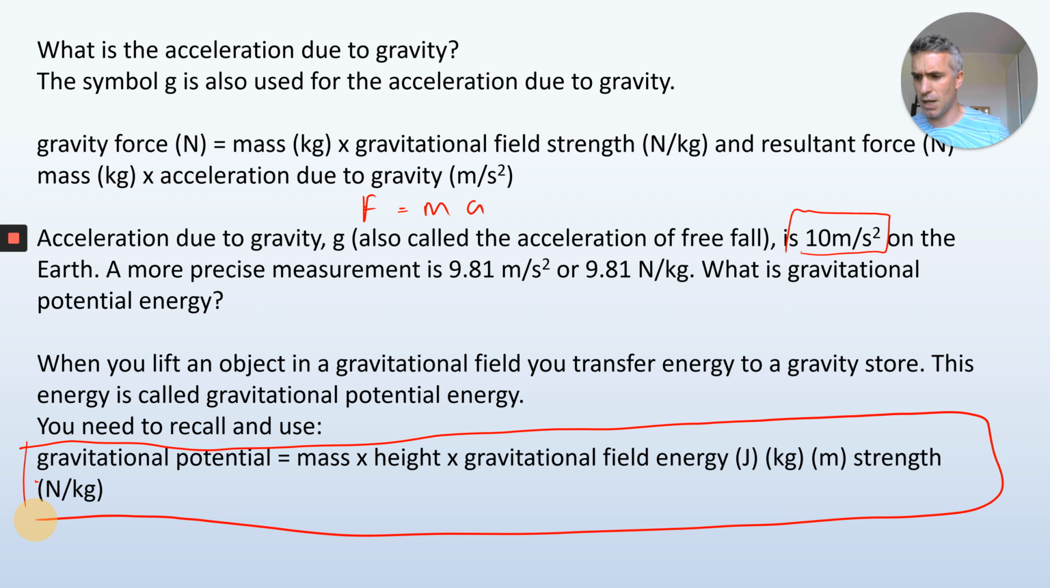Gravitational field, hang on, that's wrong. Gravitational field strength, that word energy, something's gone wrong with the formatting. Gravitational potential energy equals mass times height times gravitational field strength. Sorry, something's gone wrong when I've copied and pasted from something else. Shame on me.